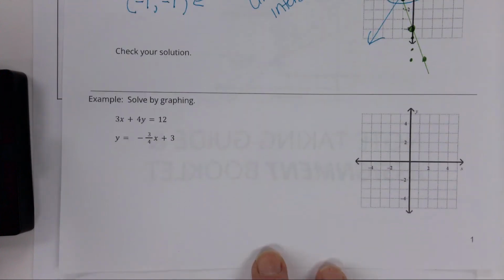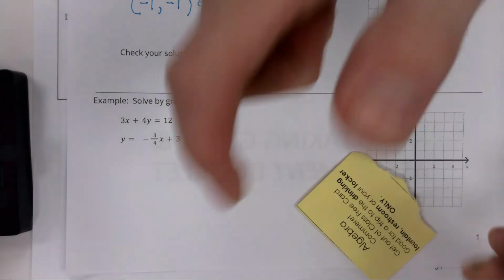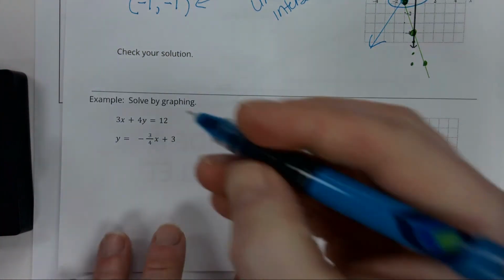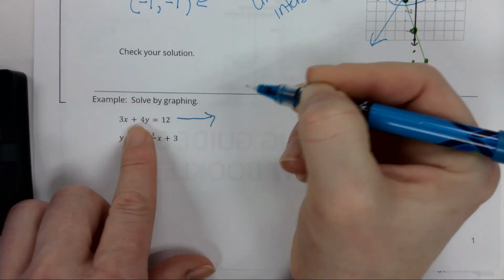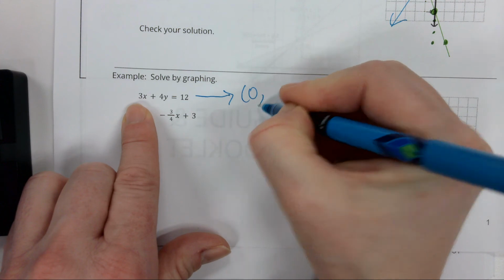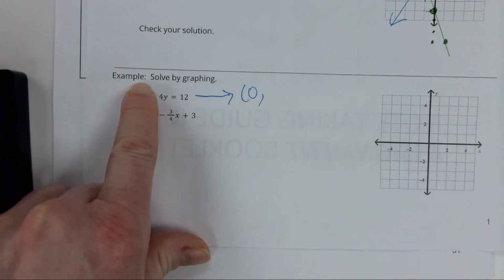Next one. Solve by graphing. Okay. There ain't no line. There isn't, but Shane, this is in standard form, so let's do our intercepts. All right, so I'm going to put 0 in for x. You guys tell me, I covered it up. What should I divide by? 4. What do you get?